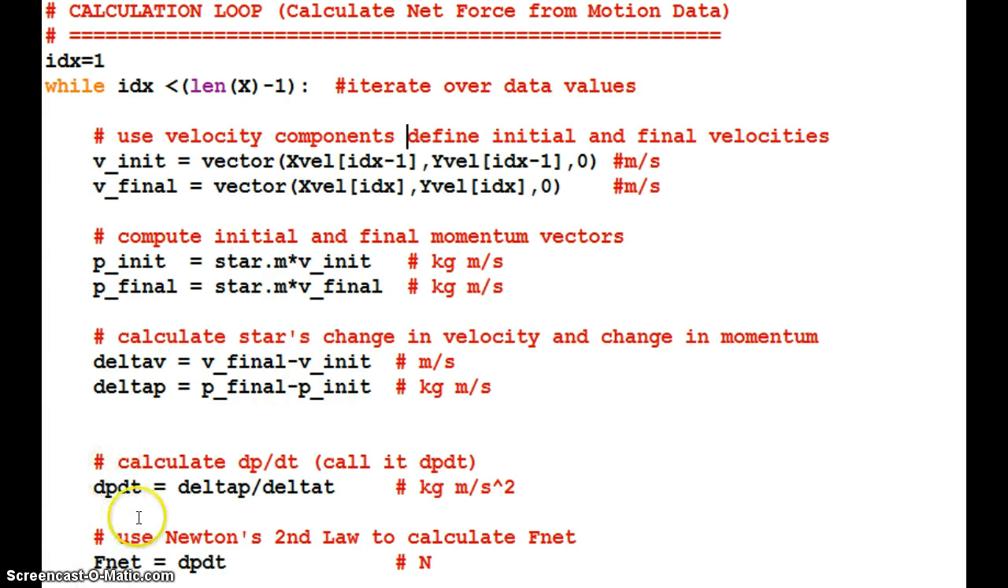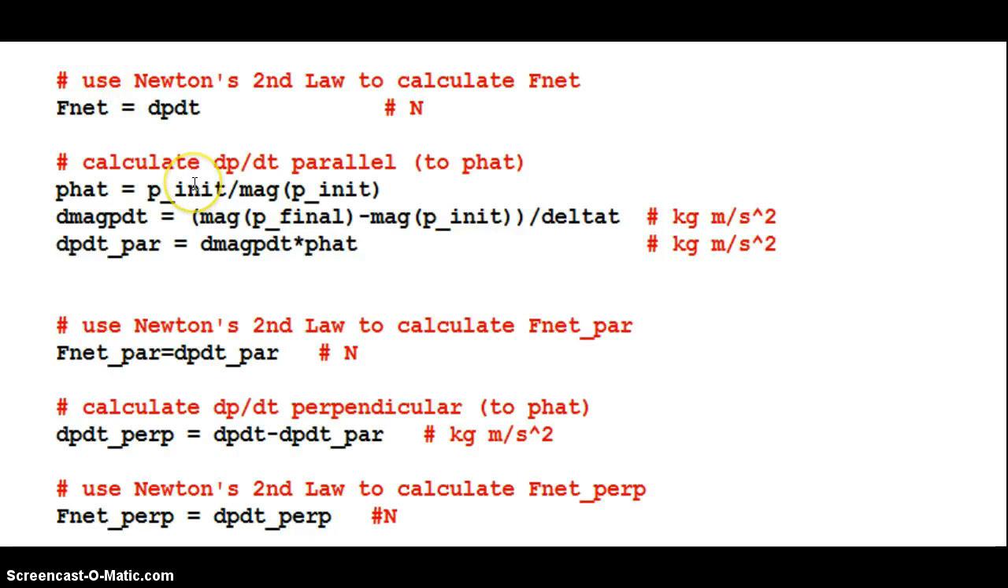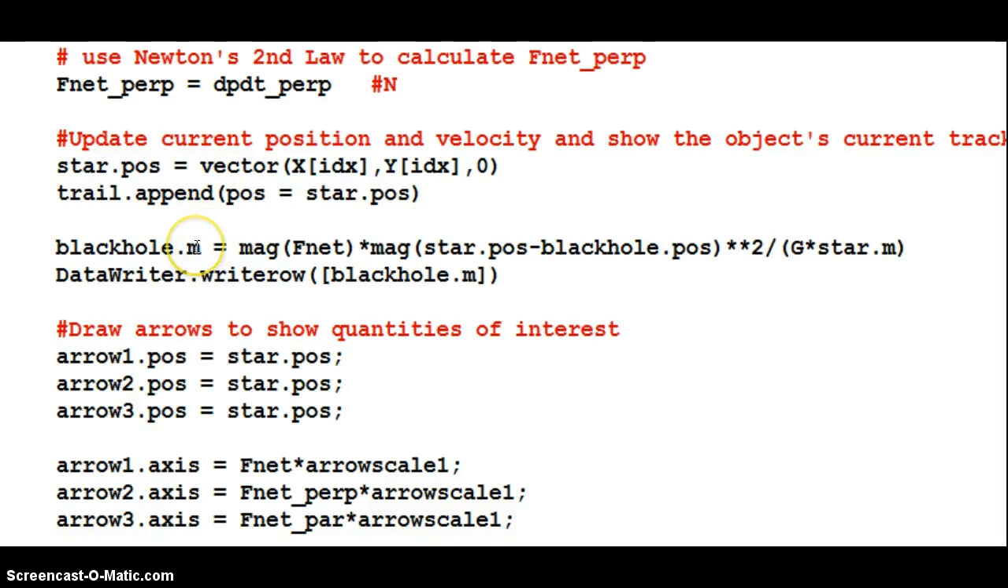Calculation of the parallel component of the force is performed by this section of code here and assigned to FNet parallel there. Calculation of the perpendicular component is by this expression here and assigned to the perpendicular FNet there. The main computation for the black hole mass is provided by this expression here. It is written to a CSV file for later processing.